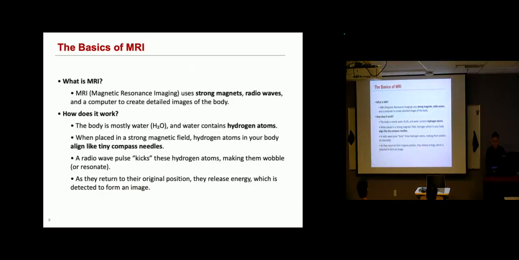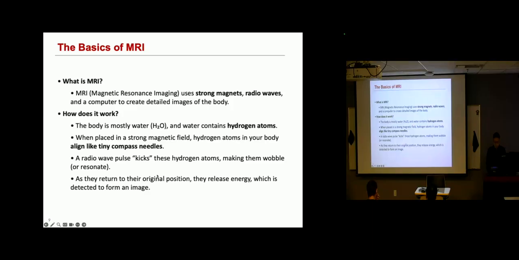So just to give a quick summary, how does this MRI machine work? Basically, the body is mostly water, and water contains hydrogen atoms. So when we place the human body in a strong magnetic field, these hydrogen atoms in your body will act like a compass needle.